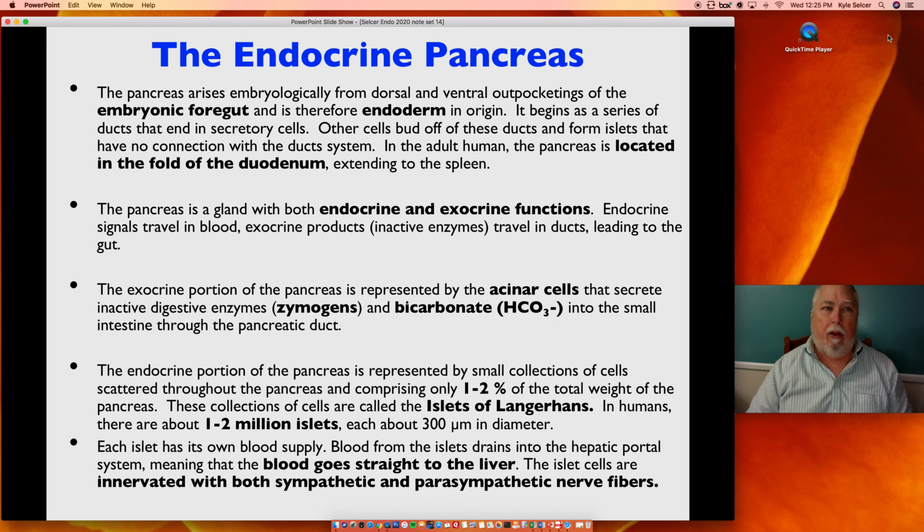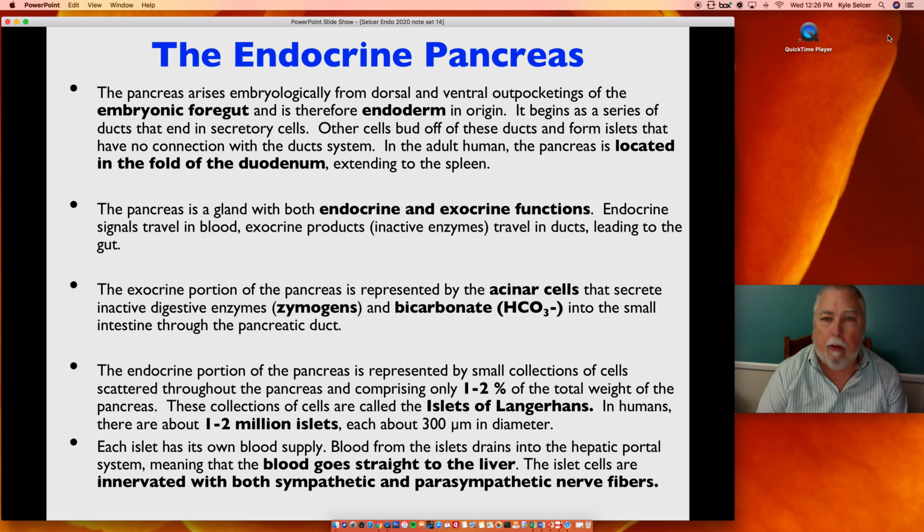The endocrine pancreas is a rather large gland. Well, the endocrine part's pretty small, but the pancreas itself is a pretty large gland that arises embryologically from outpocketings of the embryonic foregut. And the gut is always endoderm in origin, so you get the idea that this is going to be endoderm. It begins as a series of ducts that end in secretory cells, and then other cells butt off of these ducts, and they form little islands in between the ducts that have no connection to the ducts themselves. So you end up with two different types of cells, duct cells and islet cells.